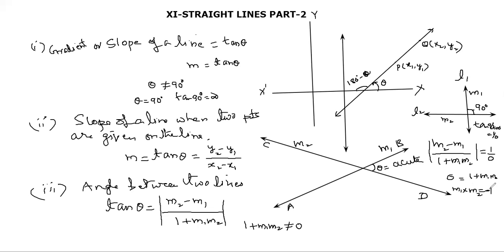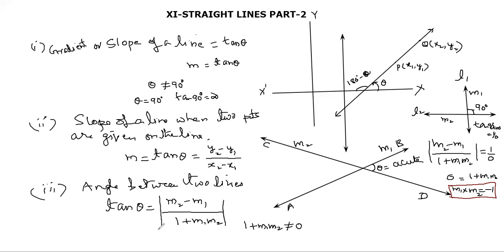So the slopes of two lines which are perpendicular to each other, their product is always equal to minus 1. This is our condition for perpendicularity. If we have to prove that two lines are perpendicular, or if two lines are given as perpendicular, we can use this formula. This is the perpendicularity of two lines.